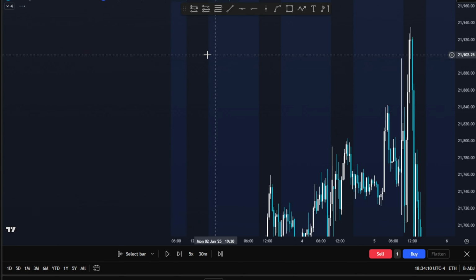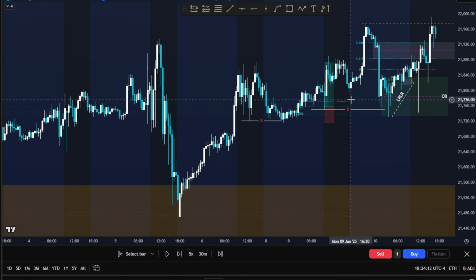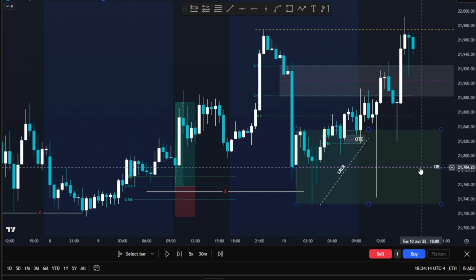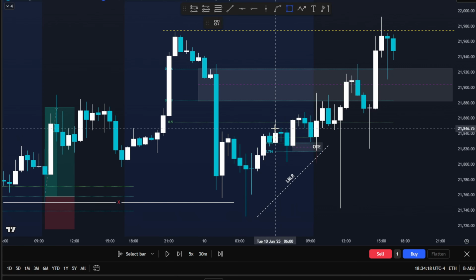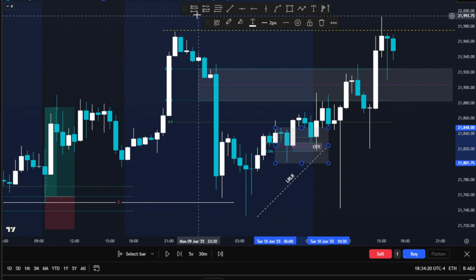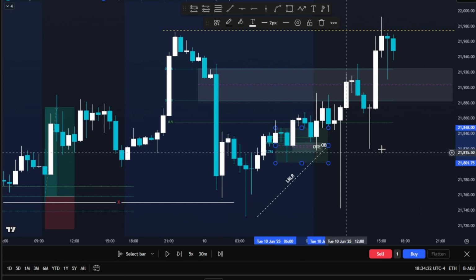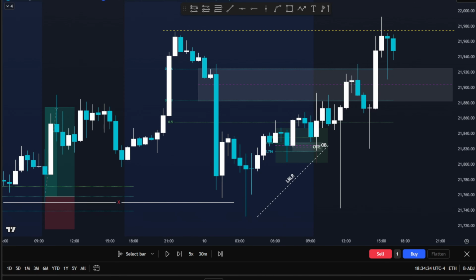Let me go back. Good. So you can see, racing the bigger time frame, this is the order block that I'm trading at in the 30 minutes.